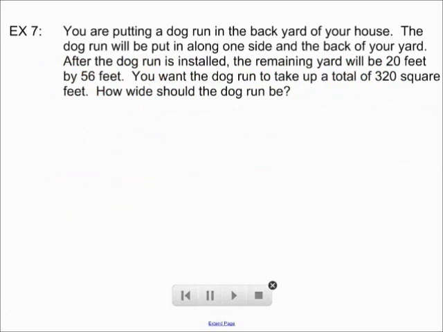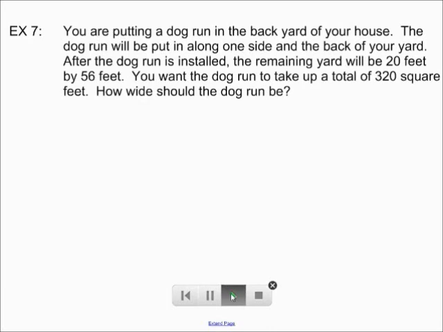All right, so let's use this as a real-world application. You're putting a dog run in the backyard of your house. The dog run will be put in along one side of your backyard, and the back of your yard. After the dog run is installed, the remaining yard will be 20 feet by 56 feet. We want the dog run to make up a total of 320 square feet. How wide should the dog run be?